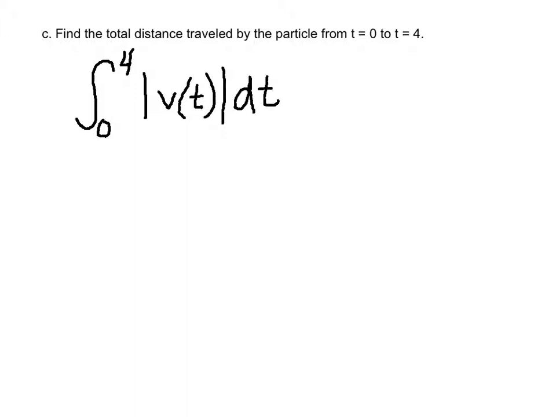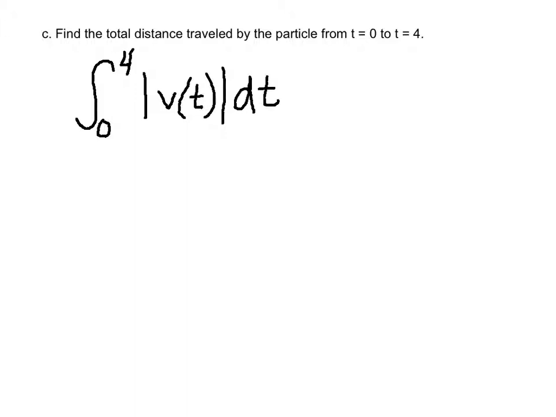Part C. Find the total distance traveled by the particle from t equals 0 to t equals 4. To find the total distance, when you have the equation for velocity, you need to set up an integral. The limits of the integral will be 0 and 4, as indicated in the question. Inside the integral, you need to remember that it has to be the absolute value of the velocity because it's asking for the total distance. If it was asking for the displacement, you would just do the velocity equation on the inside.